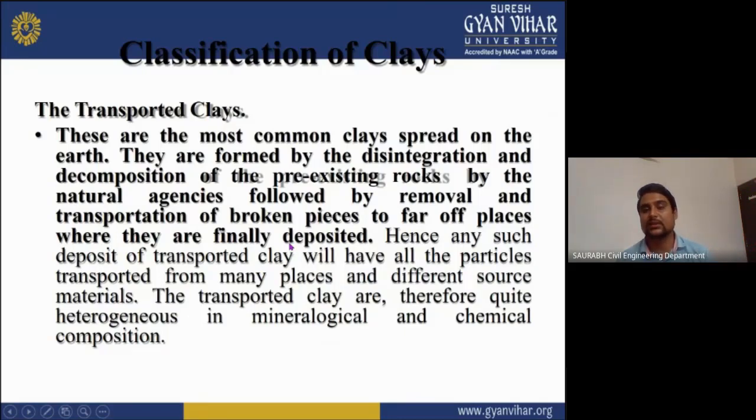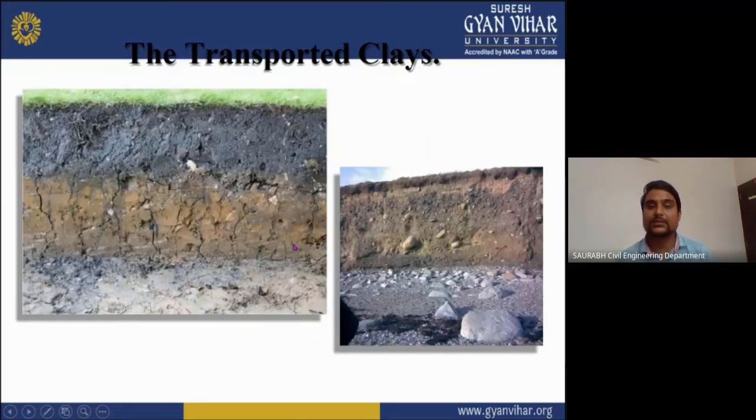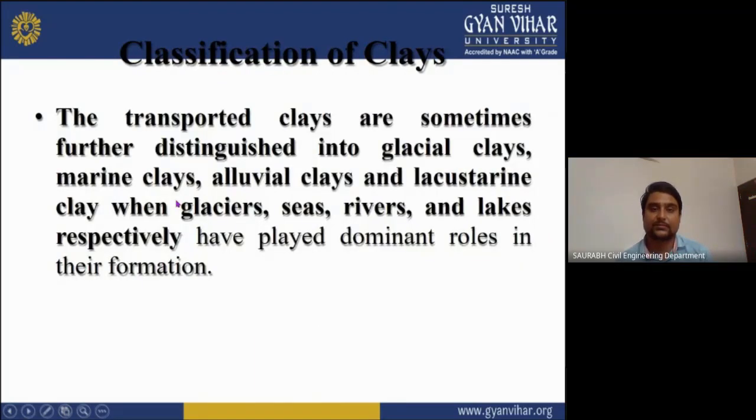So you can understand transported clay is not deposited in one place. It is deposited on the surface of the earth and transported by many agencies, like water and air. That's why the properties of the solid particles are different from each other, and that's why it is known as heterogeneous material. You can see this is the image of transported clay on the earth.